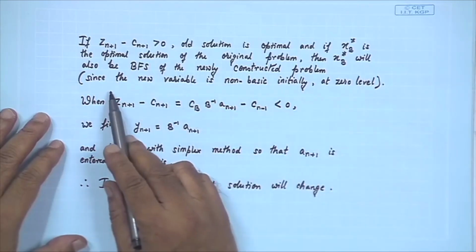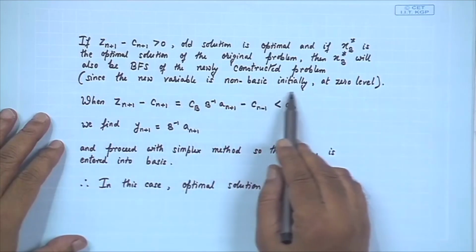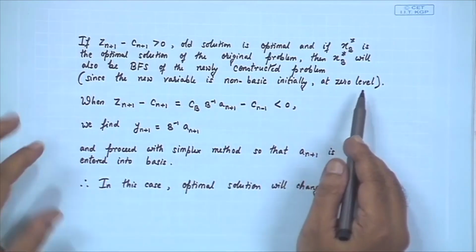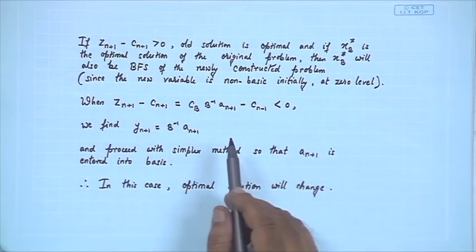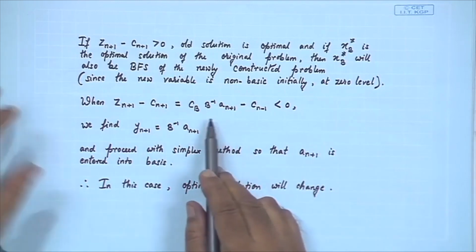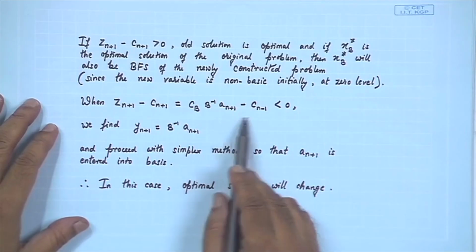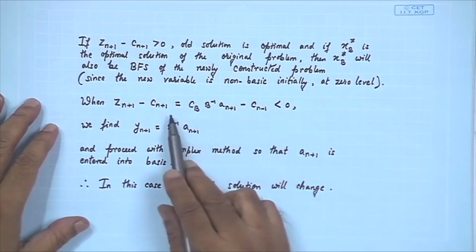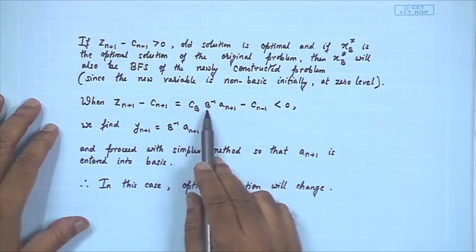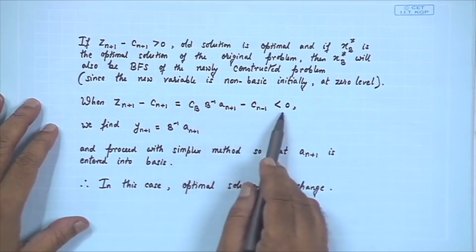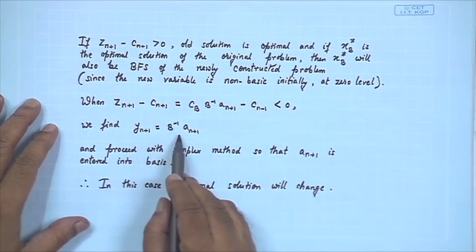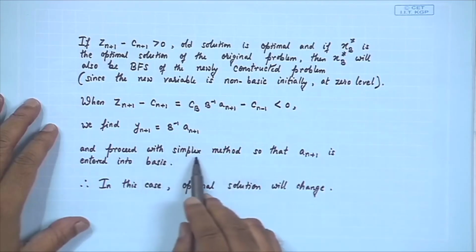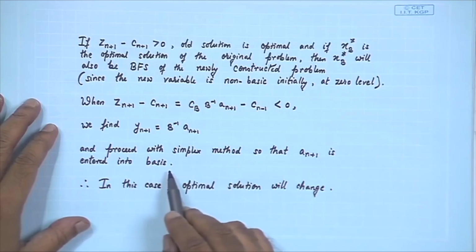This is because the new variable is non-basic, initially at the 0 level. Now, say z_(n+1) minus c_(n+1) equals c_B B inverse a_(n+1) minus c_(n+1). If it is less than 0, then we have to find y_(n+1) equals B inverse a_(n+1), and in that case I have to proceed with the simplex method, so that a_(n+1) enters into the basis.